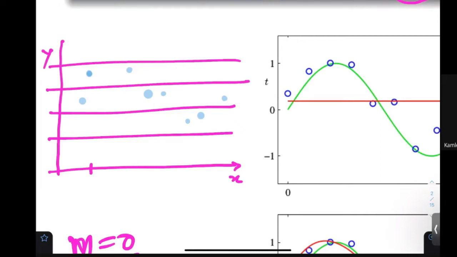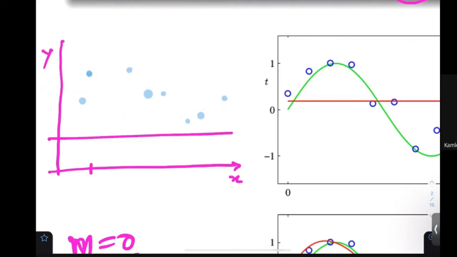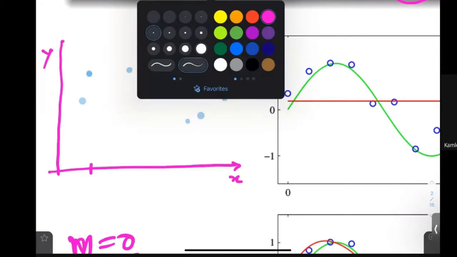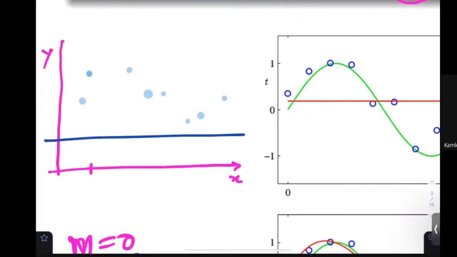Okay, so first let me define the error with respect to any of the hypotheses. Let me say that my hypothesis is this. What is the error? Error is the difference between the value that I am going to tell you and the value, the difference between these two.